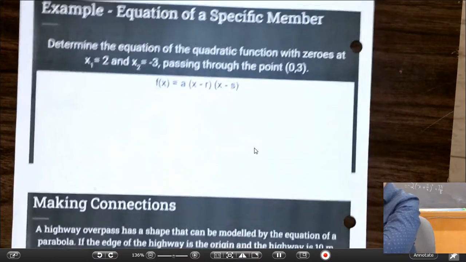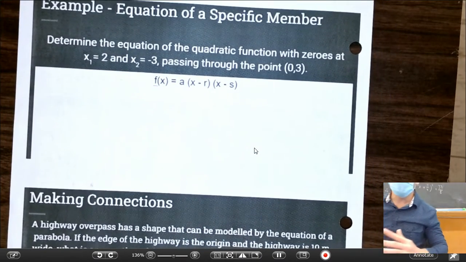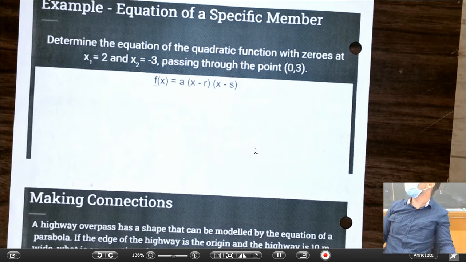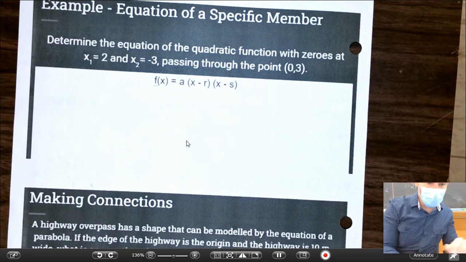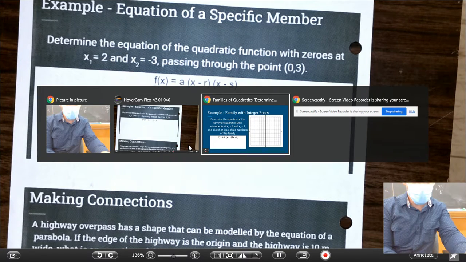So now, let's take a look at how we can use this to find a specific quadratic. Oh, wow, you are all very patient. We went right over the break. So let's take our break, and when we get back, we will finish.